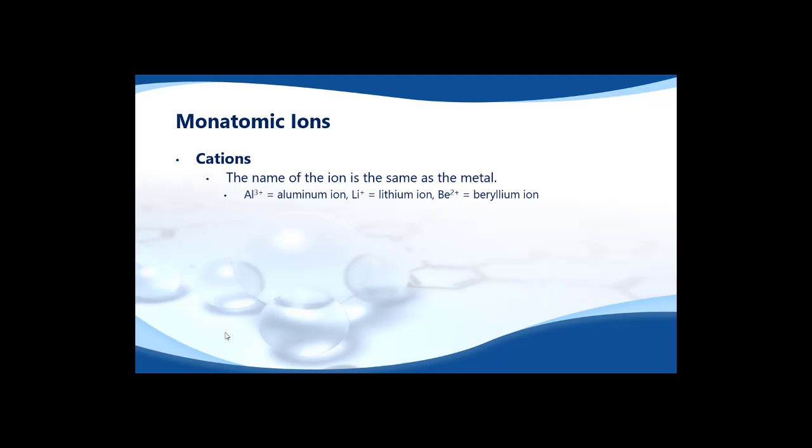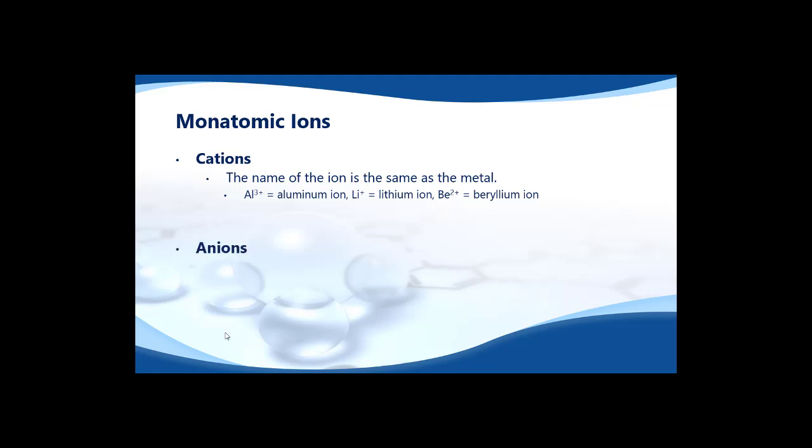To name a cation, it's actually very straightforward. You just take the name of the metal. That's also the name of the ion. So aluminum, which I told you in chapter 2 forms a +3 ion when it forms an ion, we just call the aluminum ion. Li+, because everything in group 1 is +1, is the lithium ion. And beryllium, because it's in the second group, is a +2 ion. That's just called the beryllium ion. So those are very straightforward to work with.